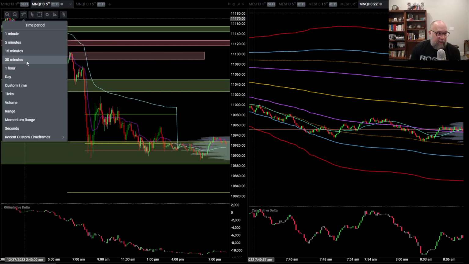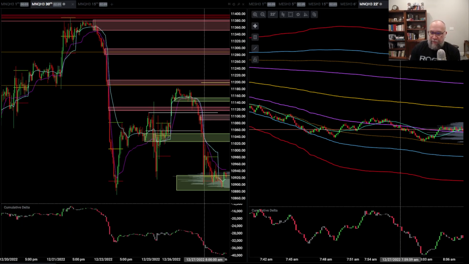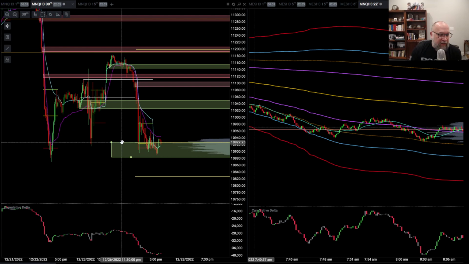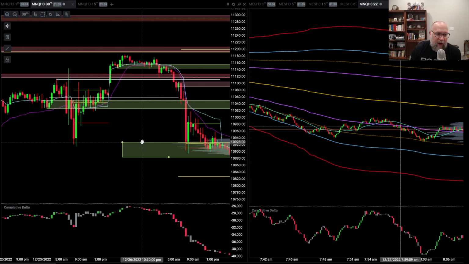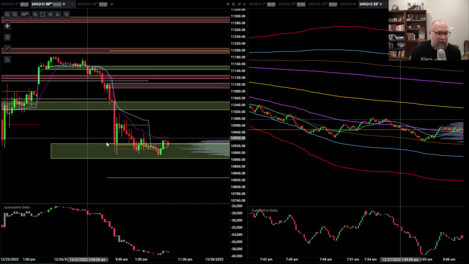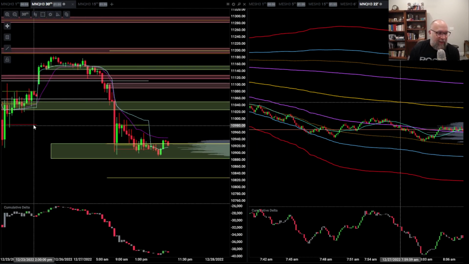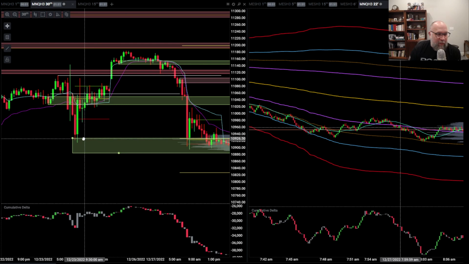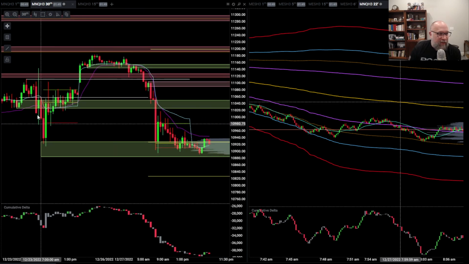Let me switch out to like a 30-minute view here for you. And you can see it's not quite showing it correctly. There's been some problems with the rectangles showing up exactly where I want them, but basically this rectangle should be this way a bit more. So you can see there was a zone.